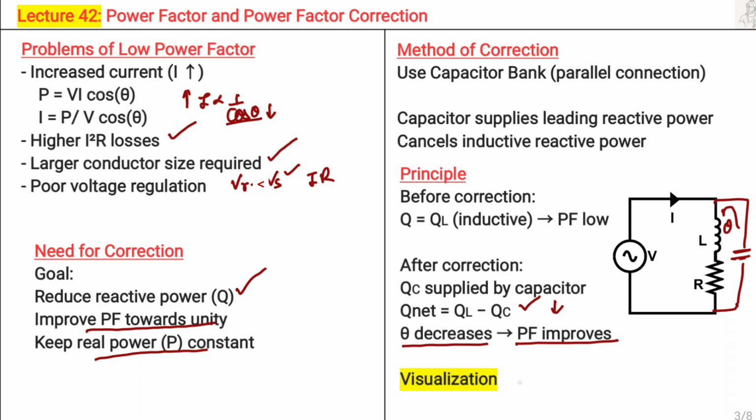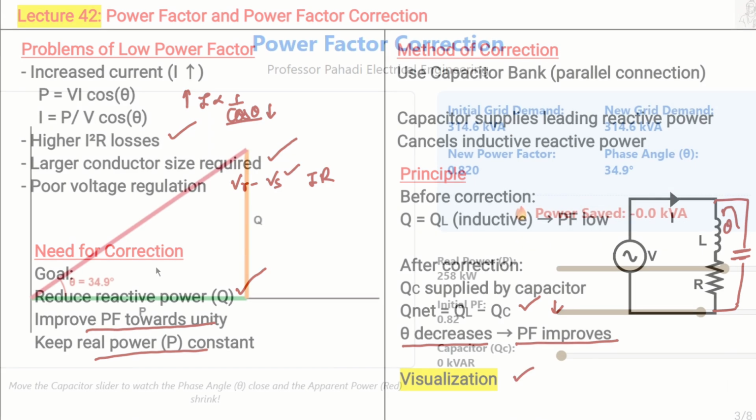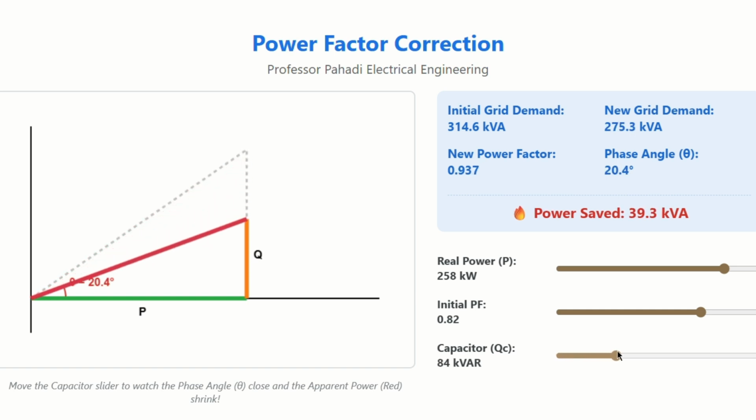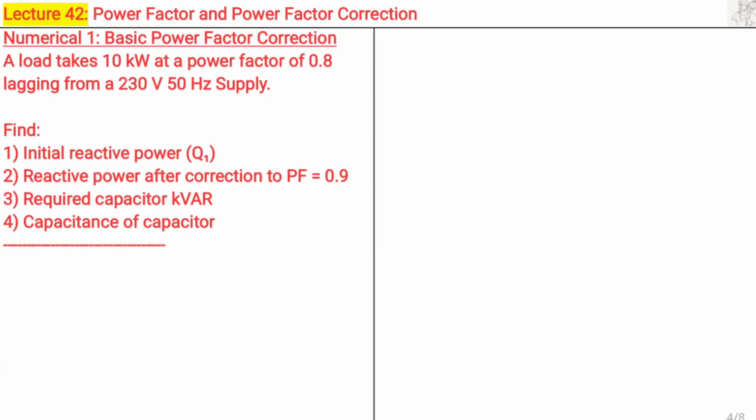So let's move on to visualization to understand it further. In this power triangle, the initial power factor angle is 34.9 degrees and the initial power factor is 0.82. When we add the capacitor in parallel, as we increase the value of the capacitance, the net Q will decrease, as a result of which the theta angle will also decrease. Due to the decrease in angle, the power factor will improve. Initial was 0.82, new was 0.987. So in this way, by adding or subtracting the capacitance in parallel, we can increase or decrease the power factor angle. So let's solve this numerical to further our understanding.